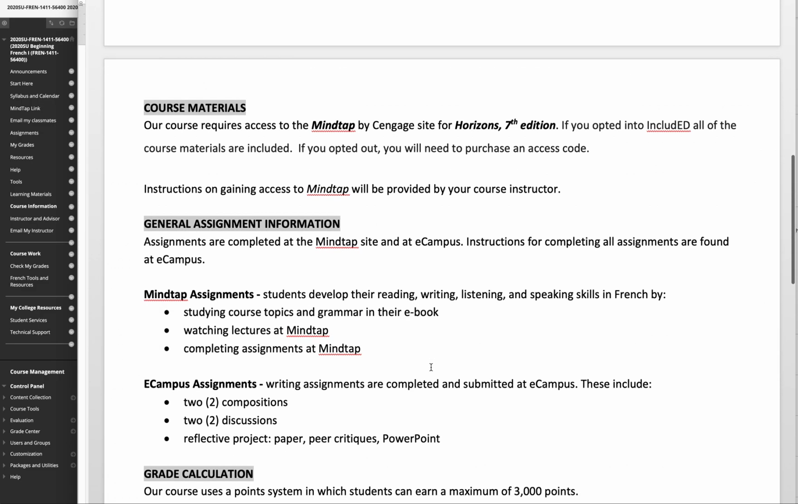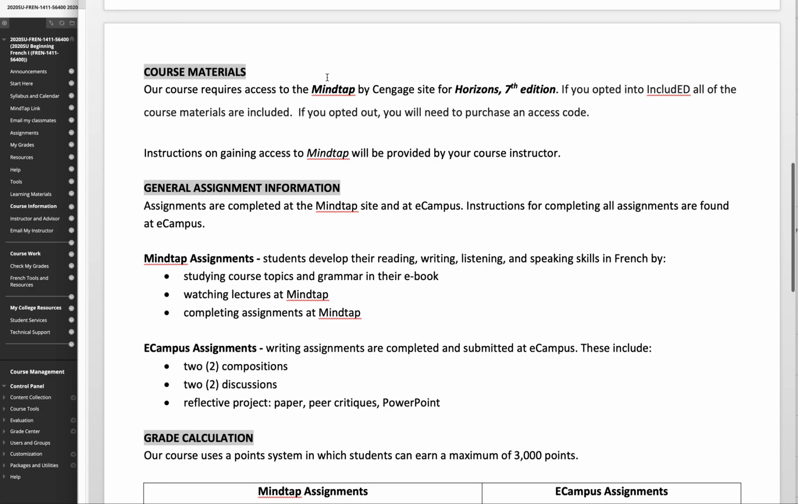The course materials for this class is access to MindTap, and on that site you will find an online copy of your textbook, which is Horizon 7th edition. And again, if you opted into Include Ed, all of the course materials are included. If you opted out, you will need to purchase an access code for the website MindTap, and it includes your textbook. These instructions on how to gain access to MindTap are on the second video.